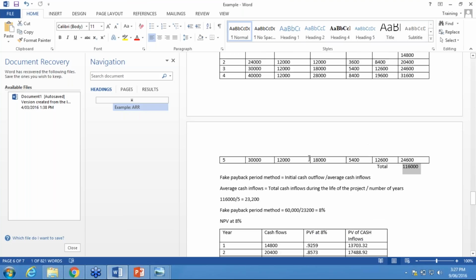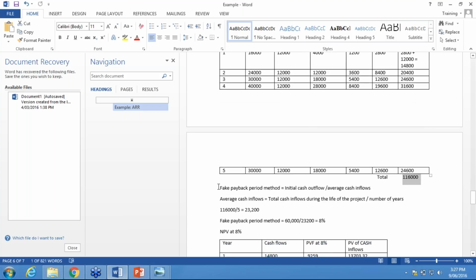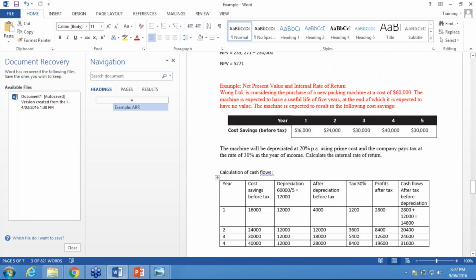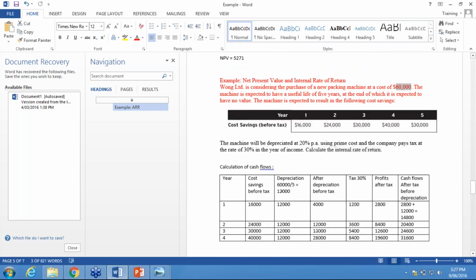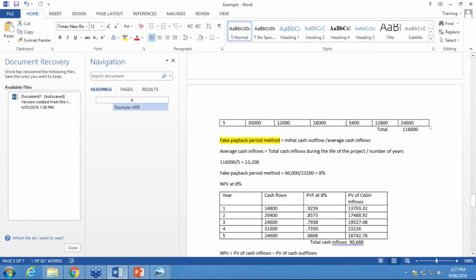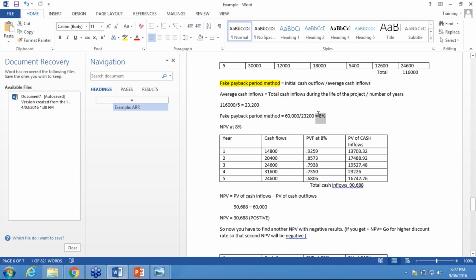Step number 1, once you calculate cash inflows, you need to calculate the fake payback period. And how can we calculate the fake payback period? Initial cash outflow divided by average cash inflow. Average means, look here, the total cash inflows are 116,000 divided by number of years, that's your average. And the initial cash outflow means the price of that machine, that is 60,000. So 60,000 divided by average cash inflow.